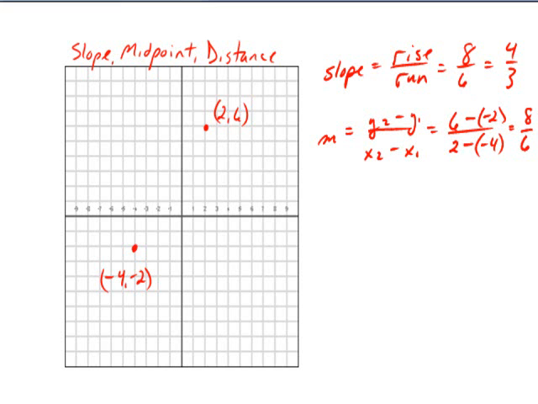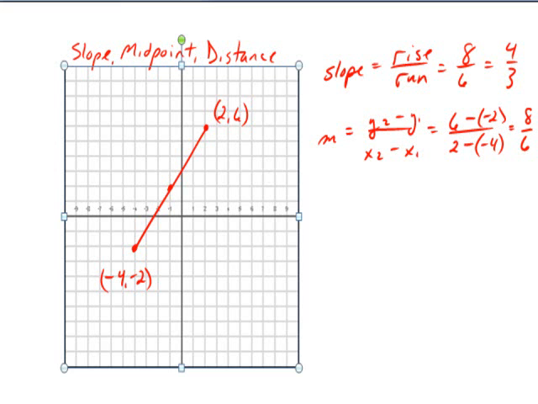For the midpoint of the segment, if I draw a segment between these 2 points, I'm looking for the point halfway between them. I might be able to count up and over and down and across to see that the midpoint would fall right here. It looks like the midpoint is going to be at -1, +2.